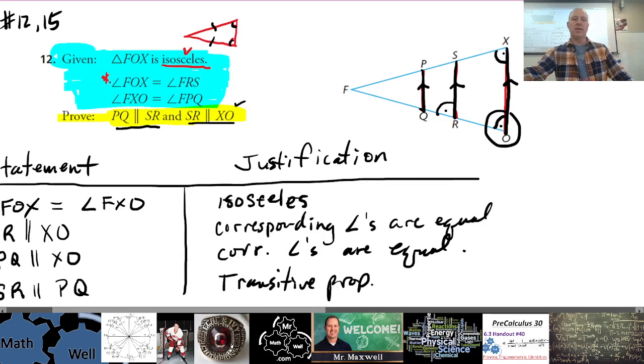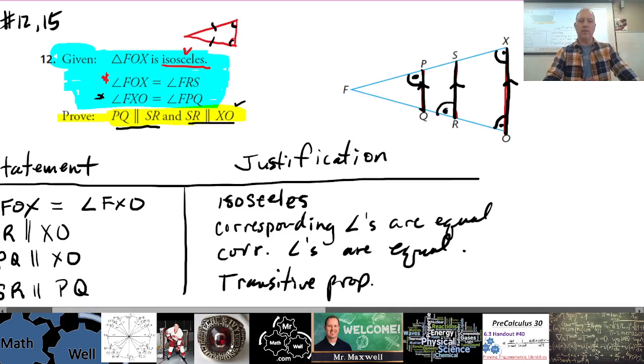So that's the second given. The third one here, FXO, that's this one, is equal to FPQ. Oh, look at that. So we have all of these angles that I've identified in the diagram as being equal to each other. Those are all equal. That's part of what's given. That's going to be really handy, isn't it?